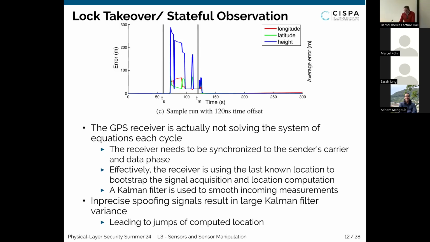So what we looked at in the paper is how precisely you can do such a takeover, what we call the lock takeover of the victim, in a way that is stealthy, that would not be noticed by the victim, and essentially get the victim receiver to lock onto your attacker signals. And then, after the victim is locked onto your attacker signals, you can slowly start to drag the victim away from its correct location into a location under your control.